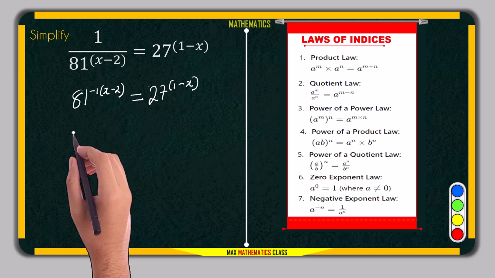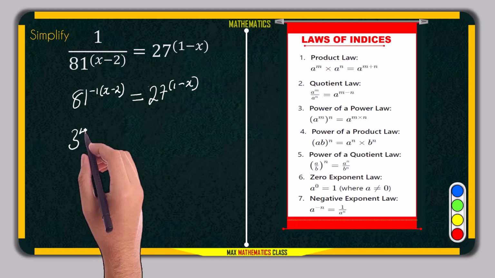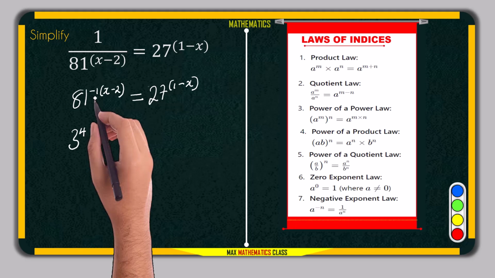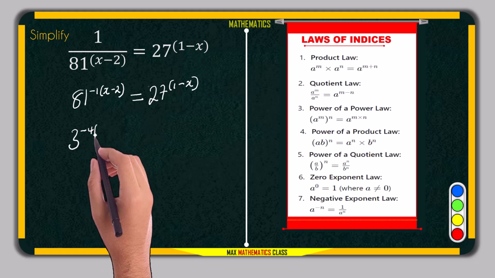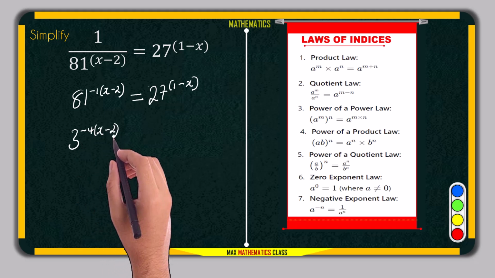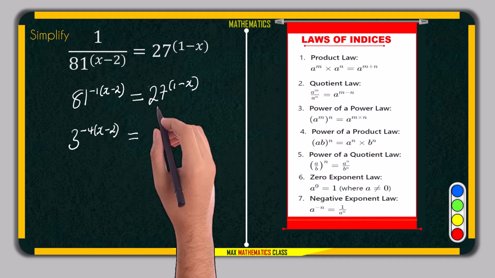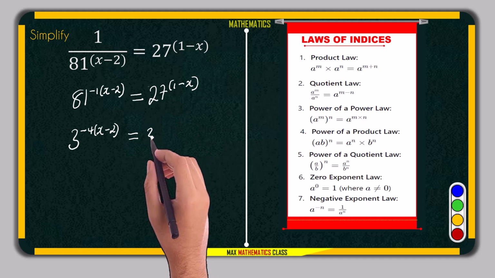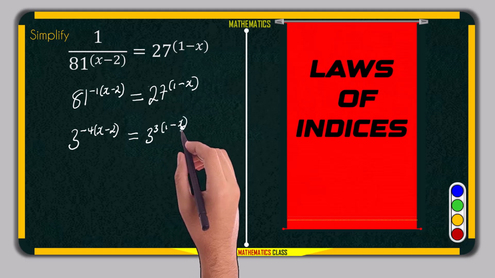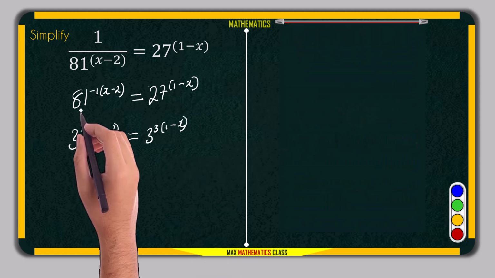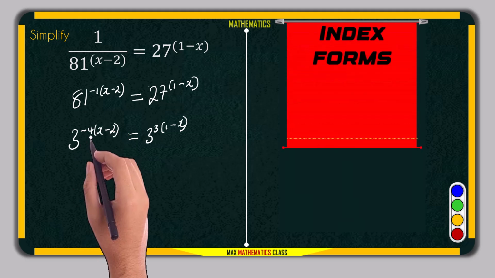That is, 81 will be written as 3 raised to the power of 4. Now this 4 will multiply this minus 1 to give us minus 4. So we have 3 raised to the power of minus 4 times (x minus 2) in brackets, and is equal to 27, which will be written as 3 raised to the power of 3 times (1 minus x) in brackets. So the index form of 81 is 3 raised to the power of 4.